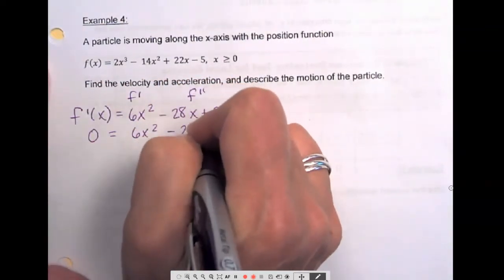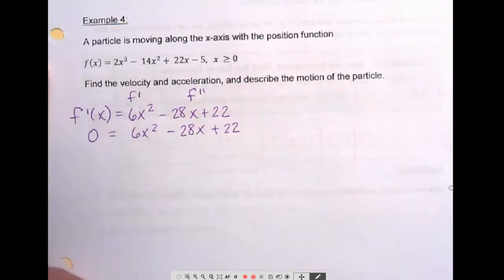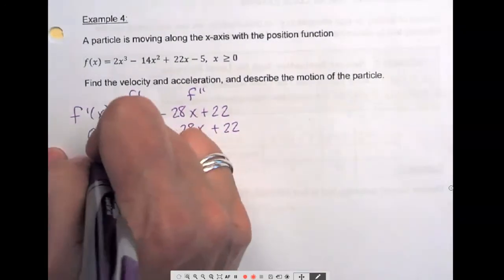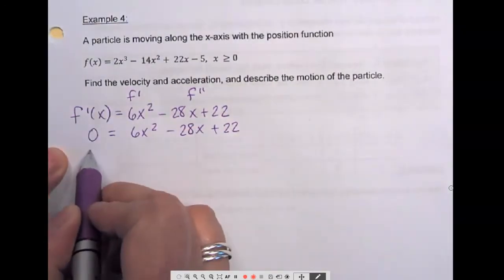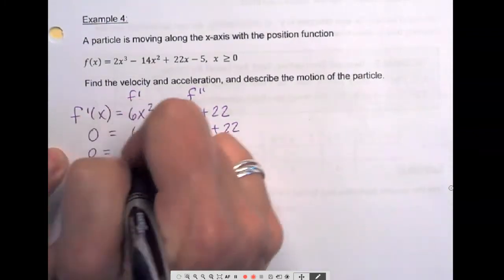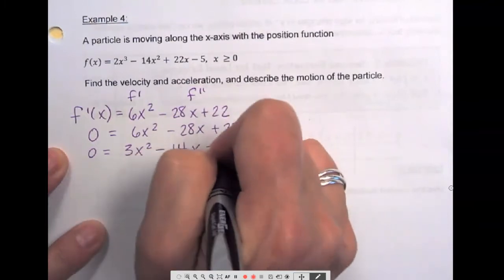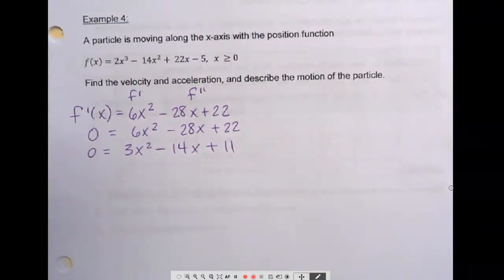And then do what? Okay, I don't think I want to try to factor that just yet, but what if I divided everything by 2? Would it make it a little bit easier? And I would still be dividing the left by 2. It would still be a 0. So 3x squared minus 14x plus 11. That's a little bit easier to factor. Does it factor? Yes, it does.